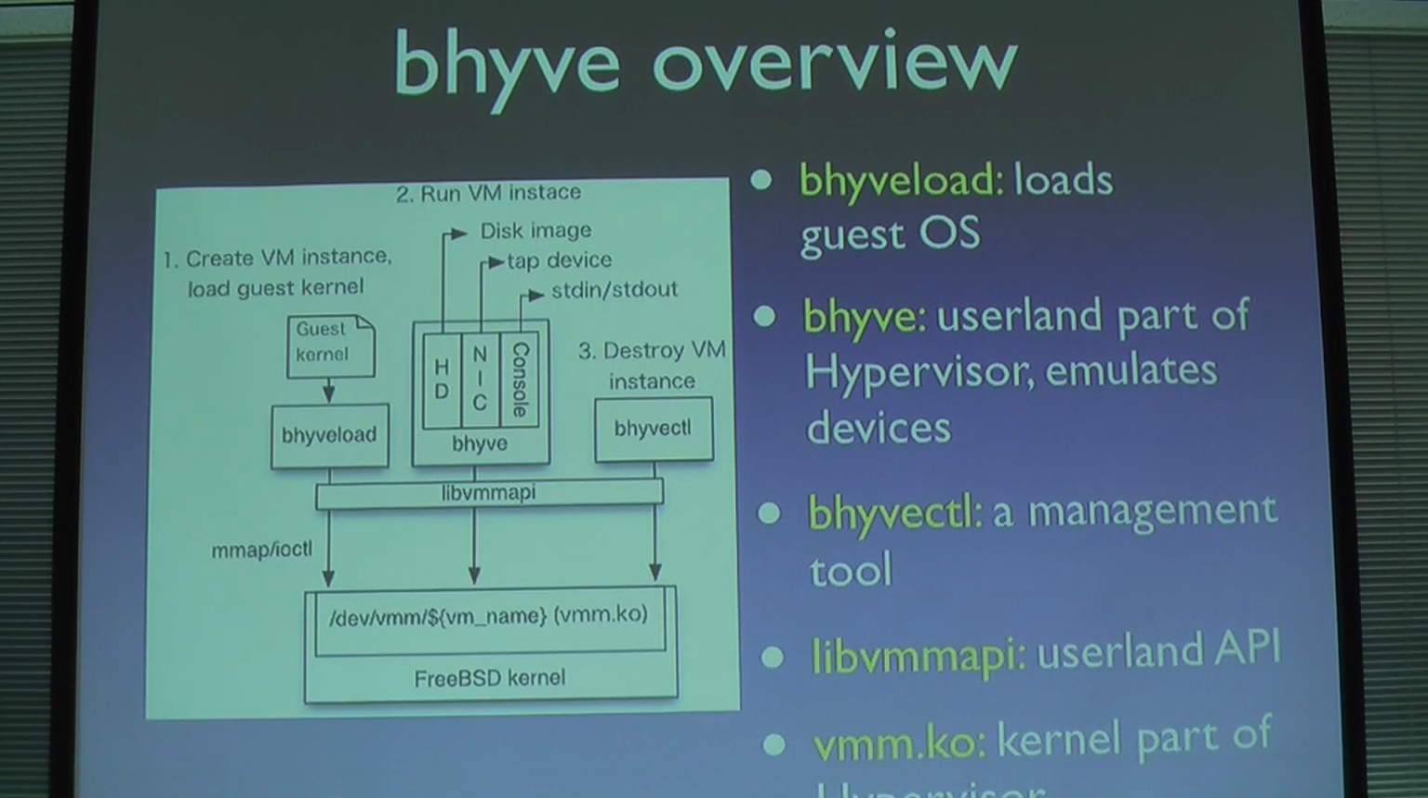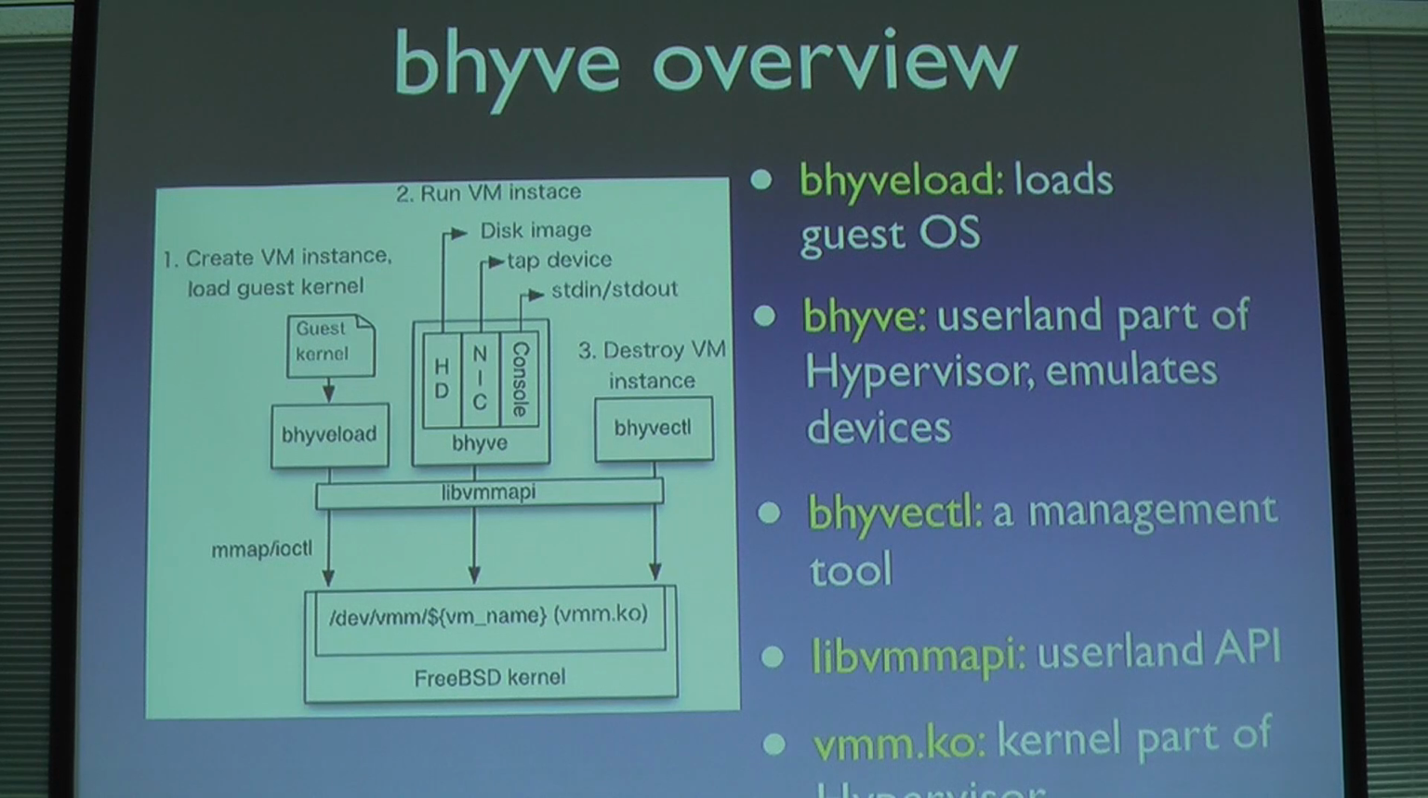So before you start virtual machine instance, you need to create VM instance and load guest kernel using bhyveload command. Then you need to run bhyve command, the center of the picture. So this is user run part of hypervisor. It emulates devices, and it also have user interface, but it's not really GUI, but you have console on it.